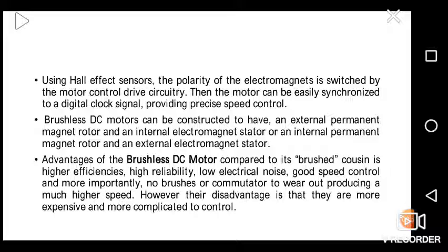Advantages of the brushless DC motor compared to its brushed cousin are higher efficiency, higher reliability, low electrical noise, good speed control, and, more importantly, no brushes or commutator to wear out, producing much higher speed. However, their disadvantage is that they are more expensive and more complicated to control.